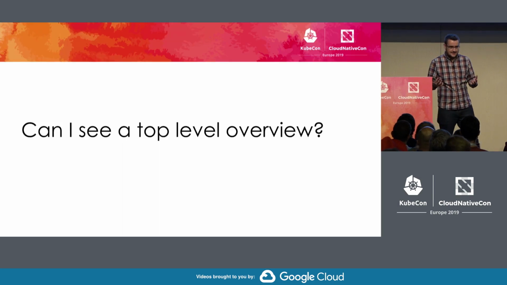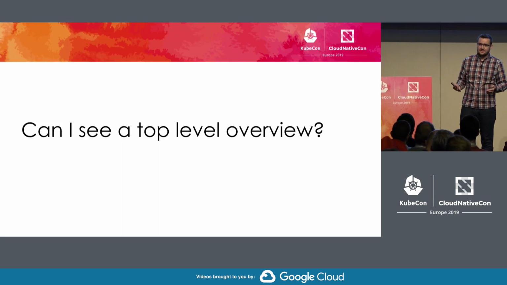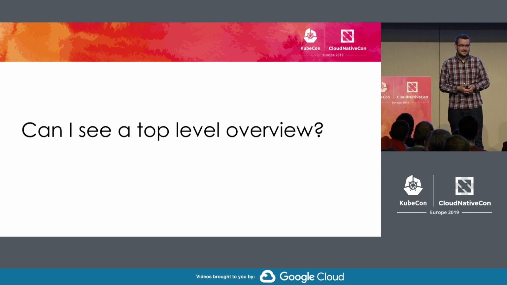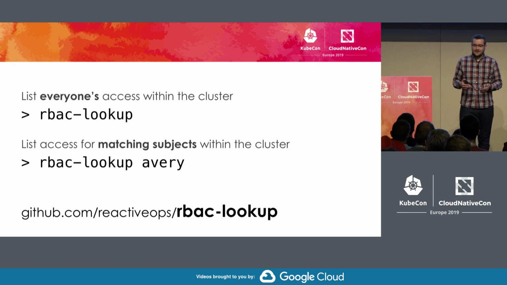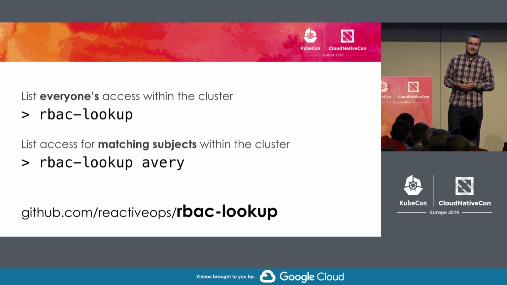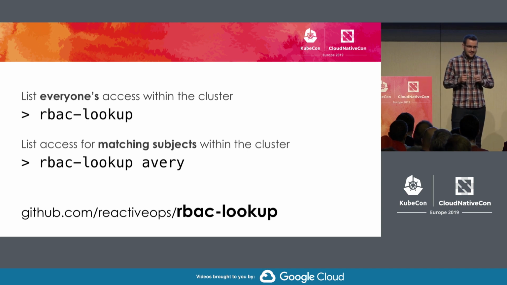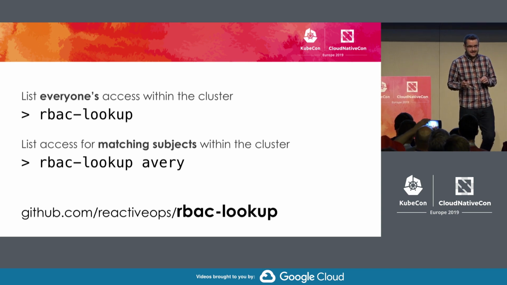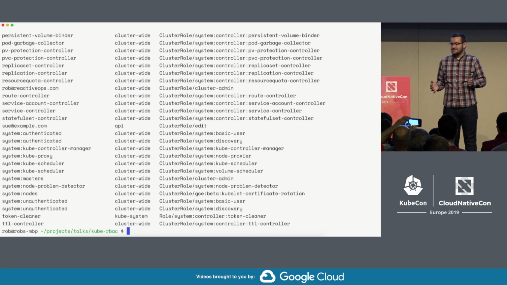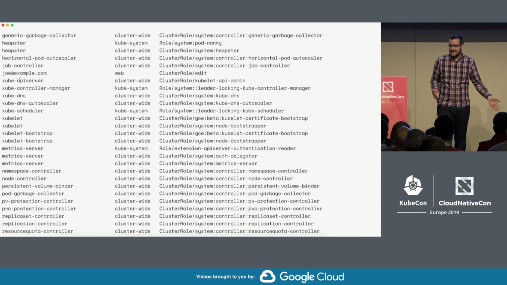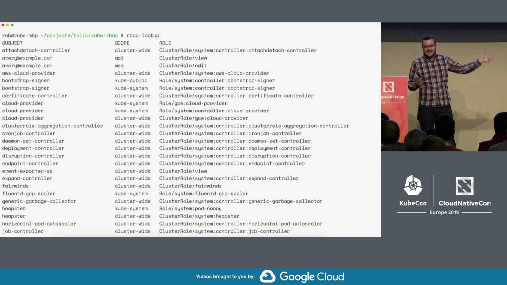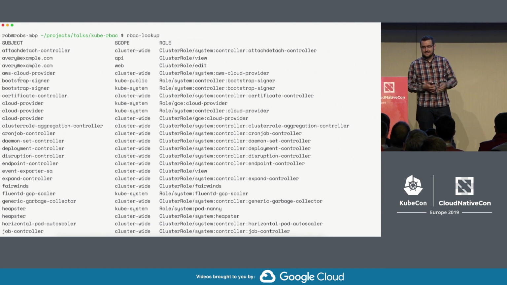And finally, sometimes you just want to get a top-level overview of authorization in your cluster. You just want to see every bit of access that's been granted. And for that, at ReactiveOps, we built a tool called RBAC Lookup. And this is a really simple tool that just gives you that top-level overview of what's going on in your cluster as far as authorization. So RBAC Lookup, in its most basic form, just prints out every single bit of access in your cluster. So it shows you every bit of access that you have granted to anyone, any account inside your cluster.